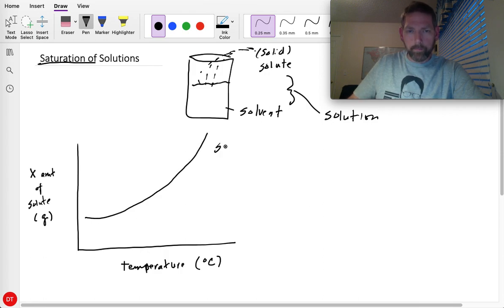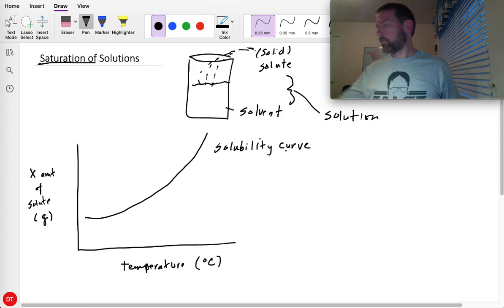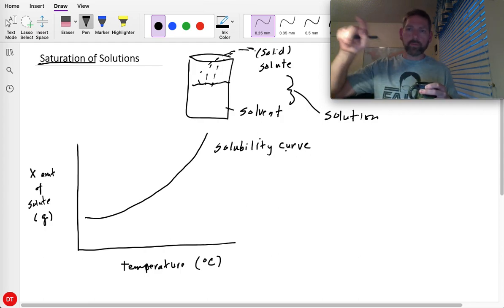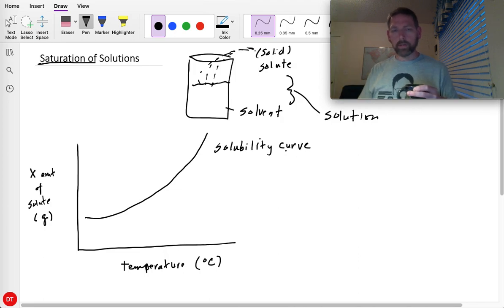Okay. I can't even spell. Solubility curve. So you've learned from math class, a curve. If you've got some sort of regression line on a graph, you call it a curve. Even if it's a straight line, it's called a curve, right?